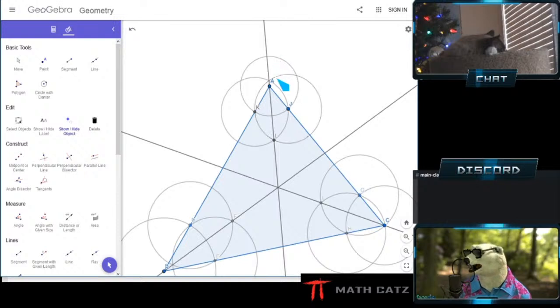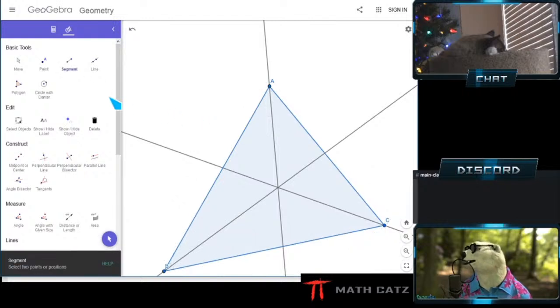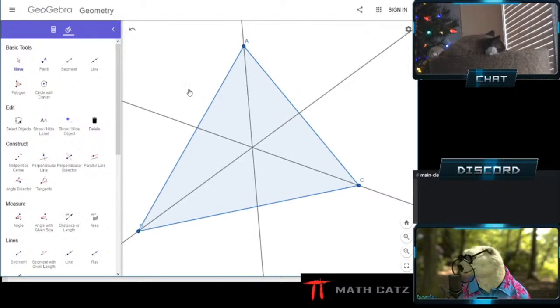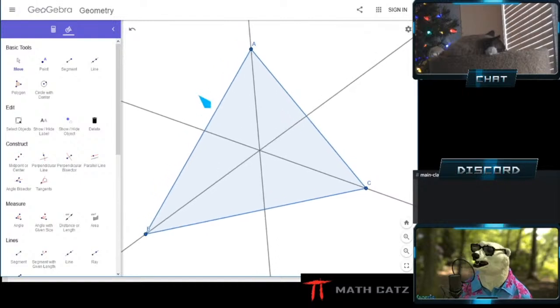Let's hide some stuff that I don't want to see because it might distract me. There we go. Let's zoom. I don't have to zoom out. I think I'm good. There we go.